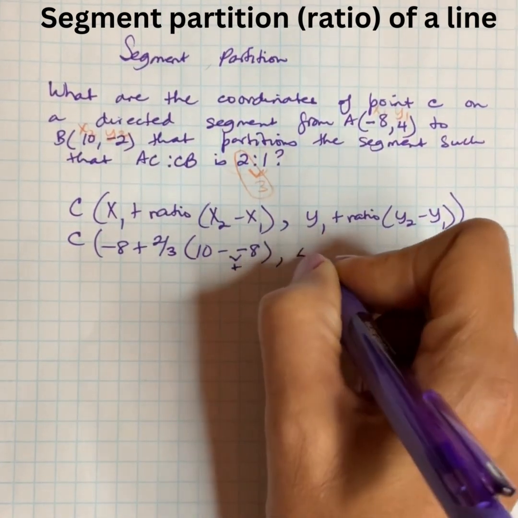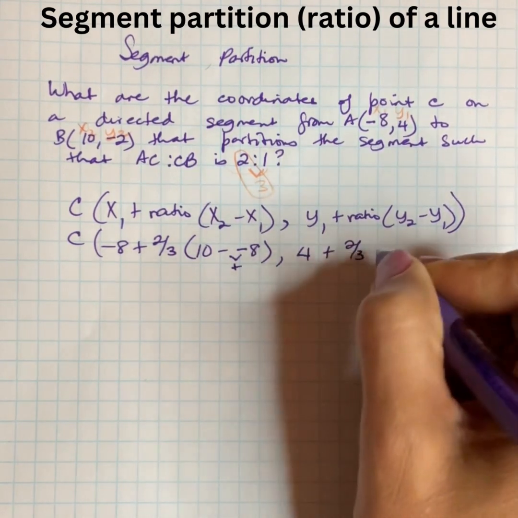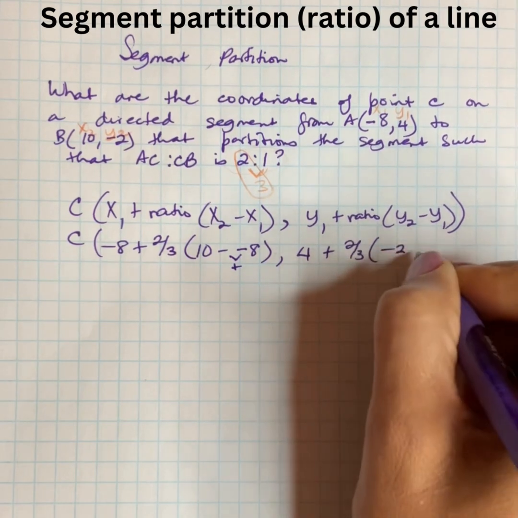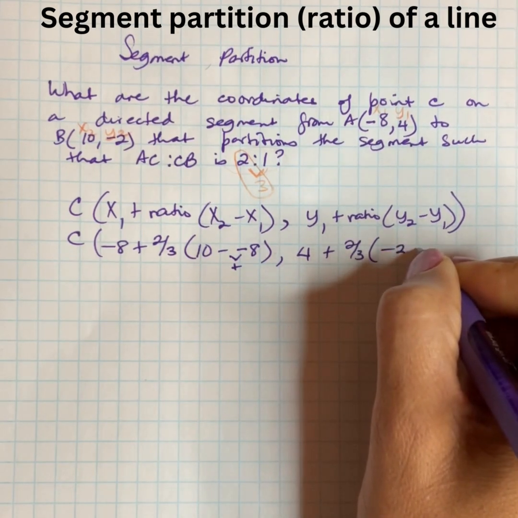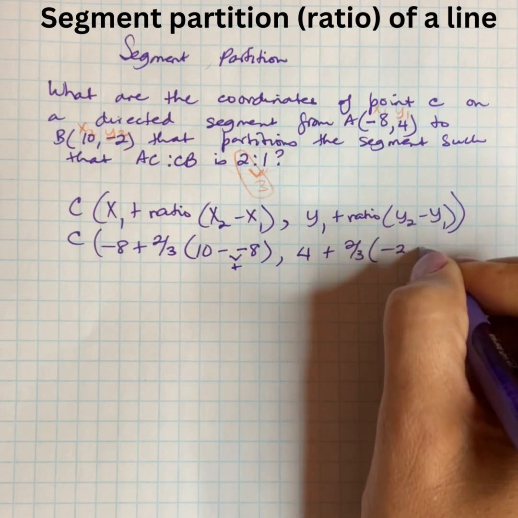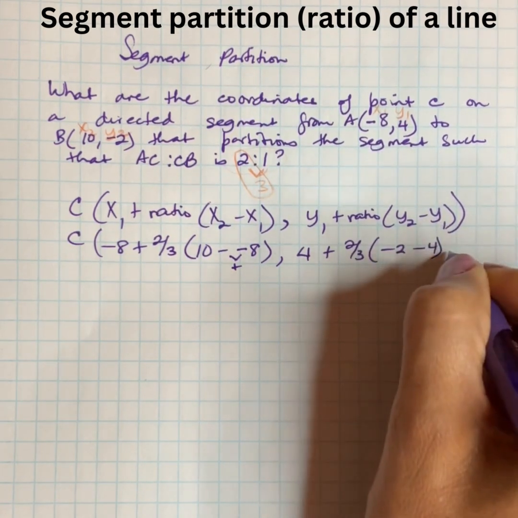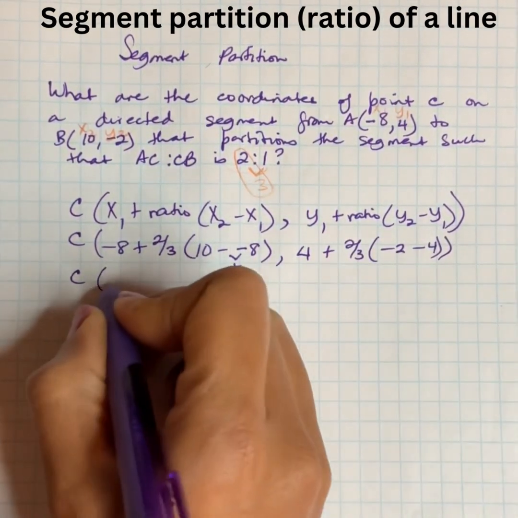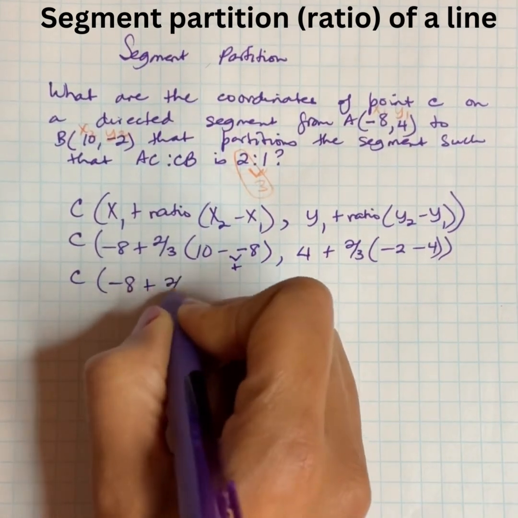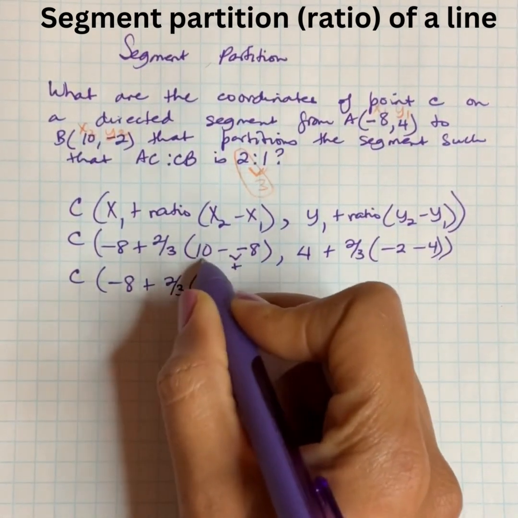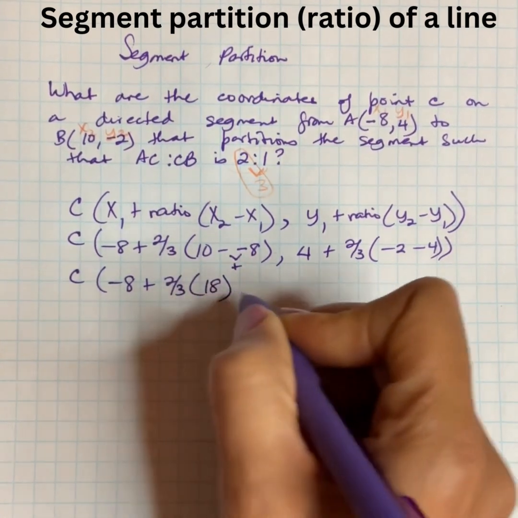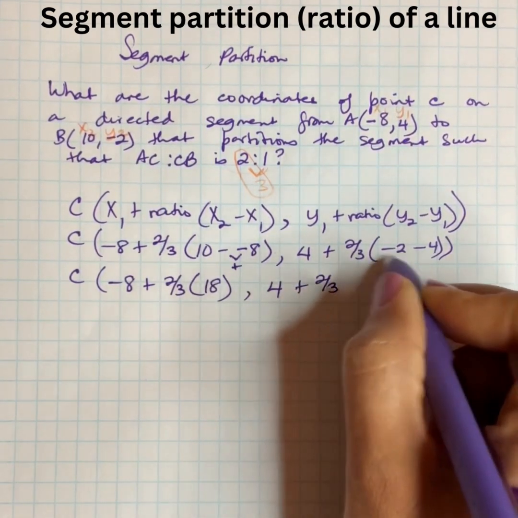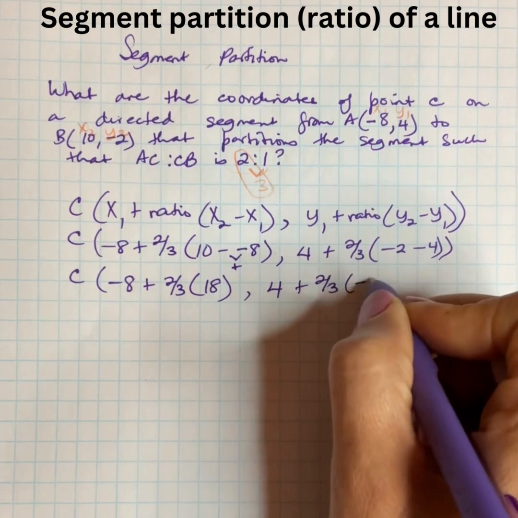y1 is 4 plus your ratio again, which is 2/3. Open parentheses, y2, which is -2, and y2 minus y1 is -4. All right, and we close our parentheses. Let's do the math. We have our -8. We have to do what's in the parentheses first. So we are going to do 10 plus 8, which is 18, comma, 4 plus 2/3, the ratio, and do what's in the parentheses. This is going to be -6.